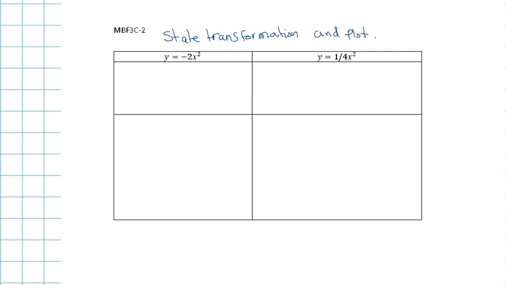What's the a value? Negative 2. A is negative 2. So since it's a 2, what do we have? Vertical stretch or vertical compression? Vertical stretch, right? Because 2 is greater than 1, right? Remember, I don't worry about the negative. What does the negative do to my graph? It reflects, right? So the negative makes it reflect.